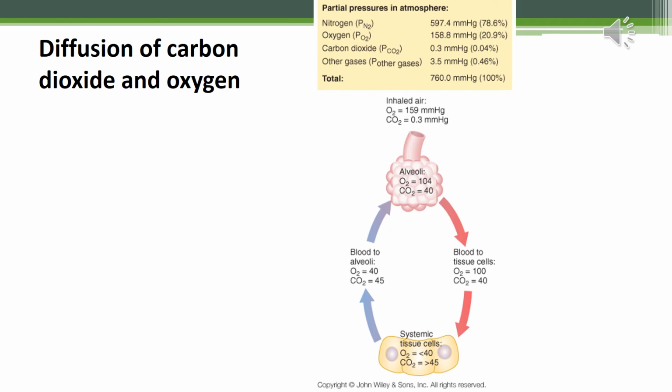And here the CO2 partial pressure doesn't really matter because we don't really want CO2 to come into the bloodstream because we don't really want to transport it to the body tissues. So it just stays at 40. And here in the systemic tissue cells, we have oxygen at less than 40 such that it can diffuse into the cell, and CO2 at more than 45, because we really do not want that CO2 to get in that cell because we can't really use it.